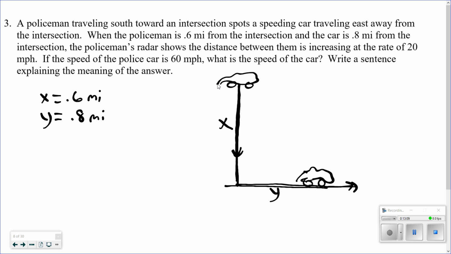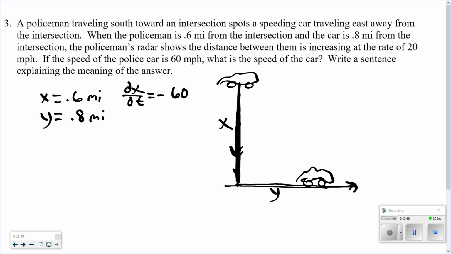It says if the speed of the police car is 60 miles per hour. Okay, so this is my police car up here. That's how fast x is changing, by 60 miles per hour. So let's put that down. That's dx/dt. It's the speed of how fast x is changing. This is the really tricky part: you have to look at x and decide, is x getting bigger or smaller? So if x is this distance right here, the distance on that side, and the police car is traveling that way, that means x is getting smaller. So instead of putting 60, I'm going to put a negative 60.